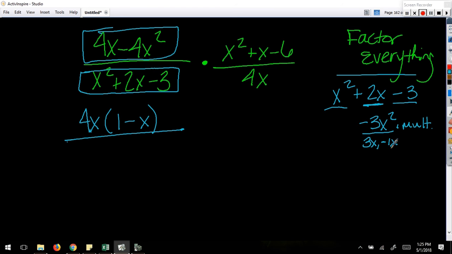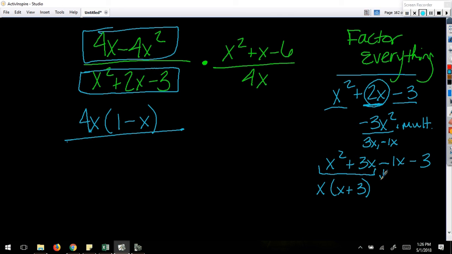So I'm going to rewrite this 2x as 3x minus 1x, and then I've got the negative 3 here. Really, I'm just writing 2x a different way. I haven't done anything fancy yet. Now I want to look at the first two terms and take the GCF out there. That GCF is x, so I have x plus 3 left. Always keep this middle sign.